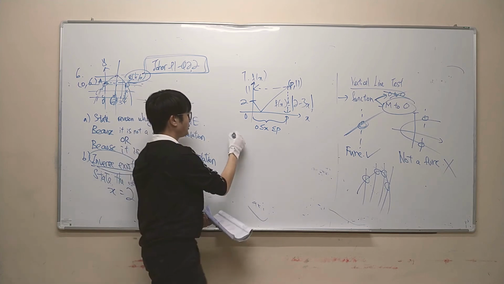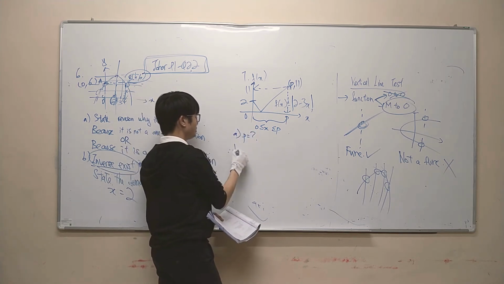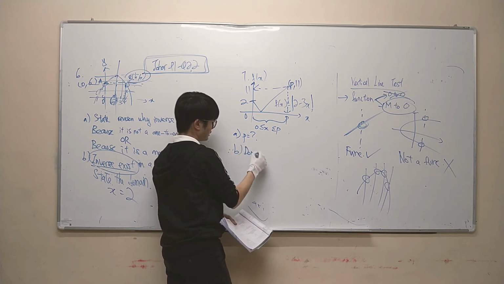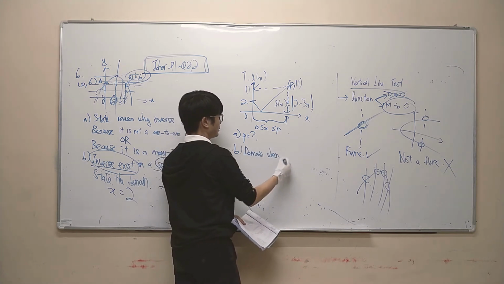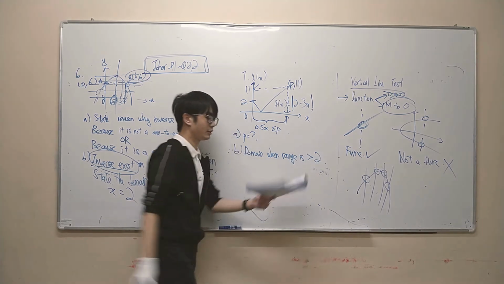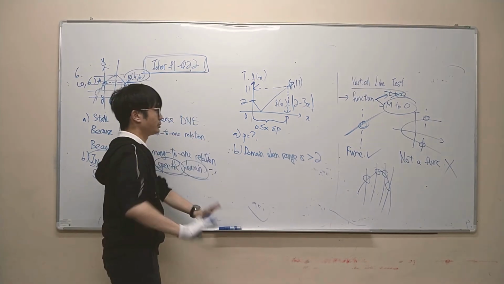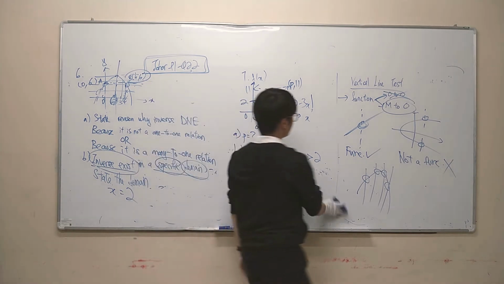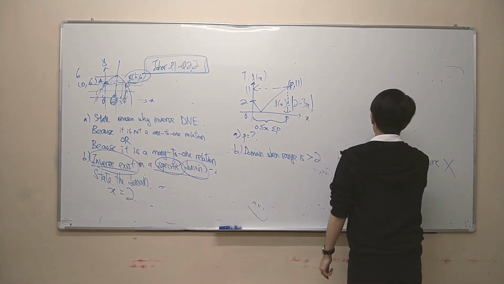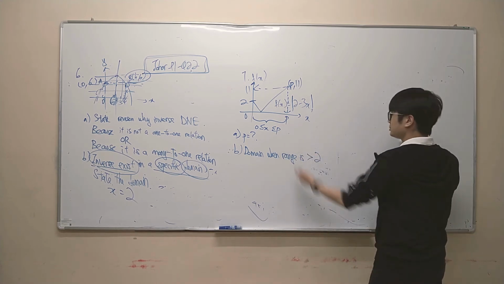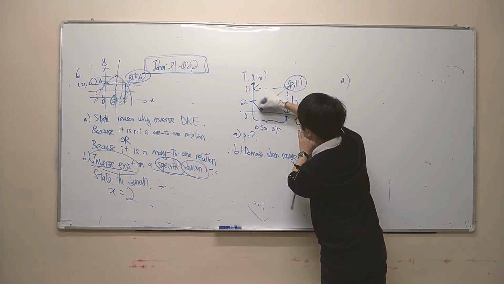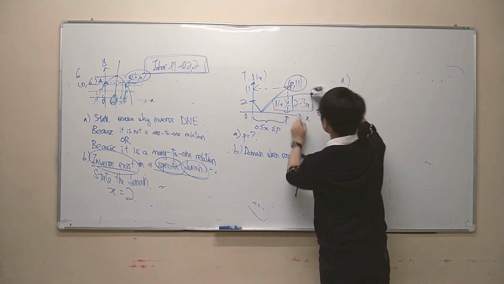And then in part A they want you to find the value of p. And in part B they want you to find the domain when the range is greater than 2. Okay, I'll just put the book aside. So how to do this? How to find the value of p first of all? Just substitute, because this graph passes through this point. So substitute into the equation.